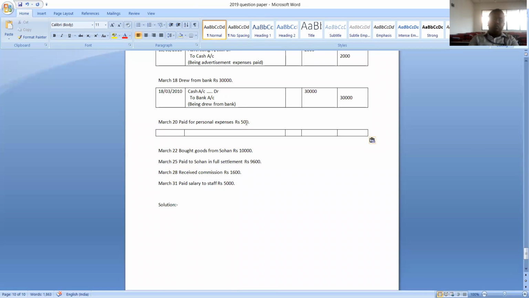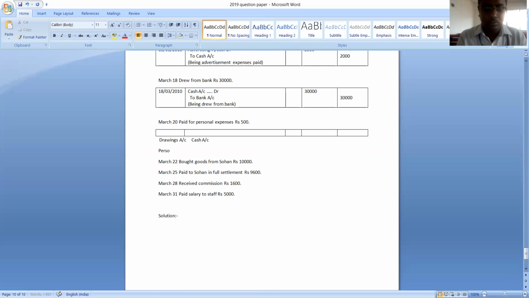The transaction is paid for personal expenses, rupees 500. Keep in mind, if the term personal expenses or personal use comes, it indicates what? It indicates a drawings account. So paid for personal expenses means one is a drawings account and another one is which account? Another one is a cash account. So drawings account is which account? It is a personal account. Cash account is which account? It is a real account.